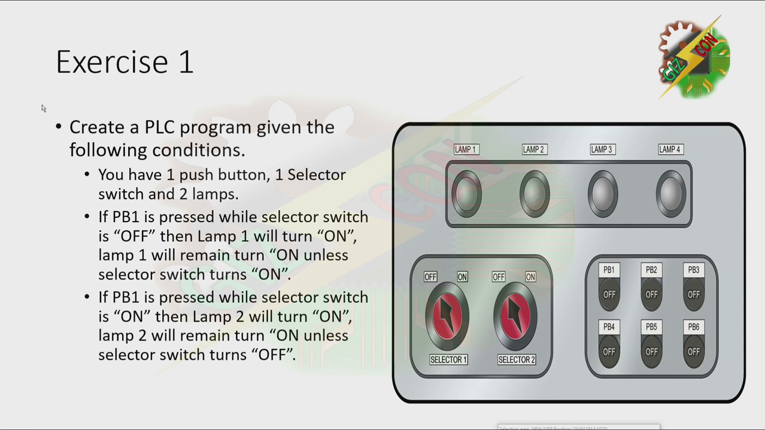Okay, let's have our demo. Let's press PB1. Then the lamp remains turned on. Now this lamp will not turn off unless we turn on the selector switch. Okay, next, let's press PB1 again. Lamp 2 turns on. Then, lamp 2 will remain turned on. Lamp 2 will not turn off unless we turn off the selector switch.